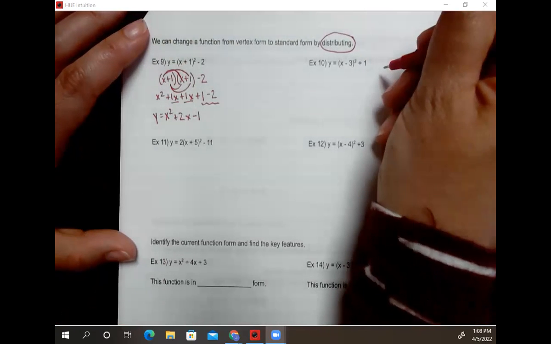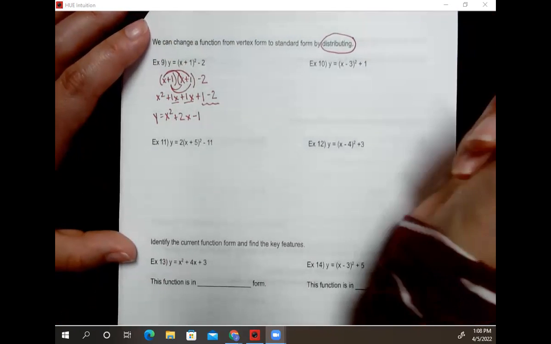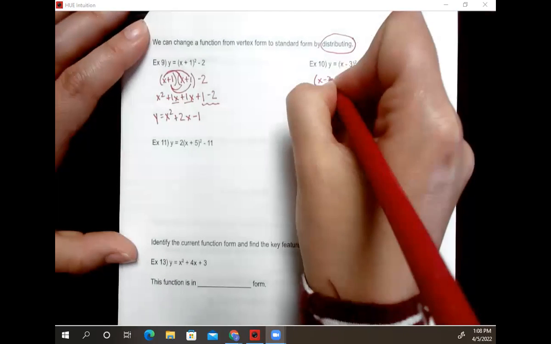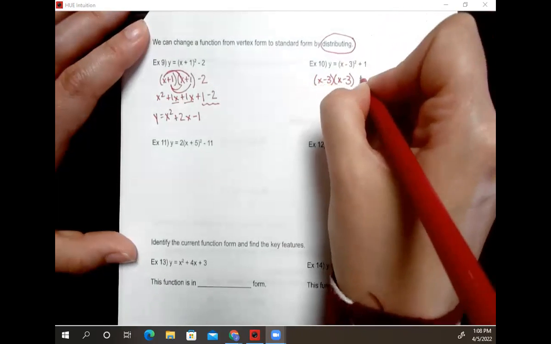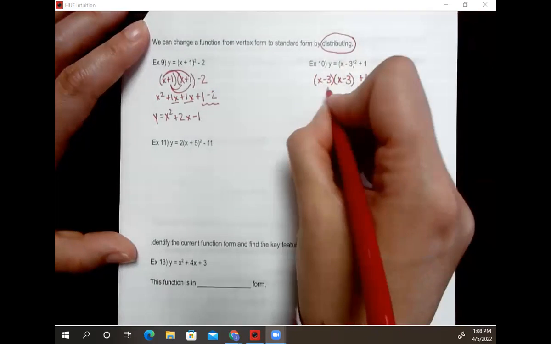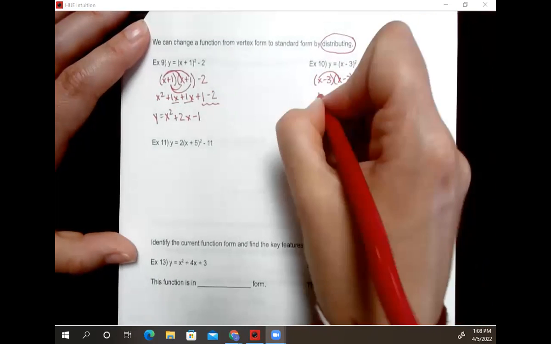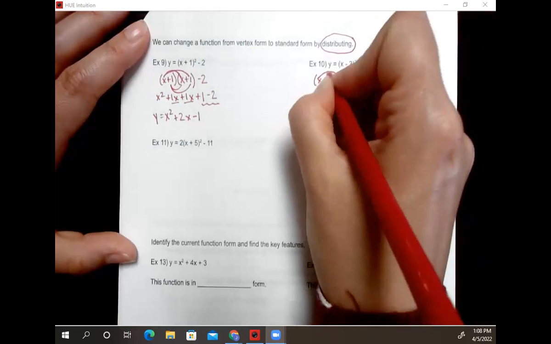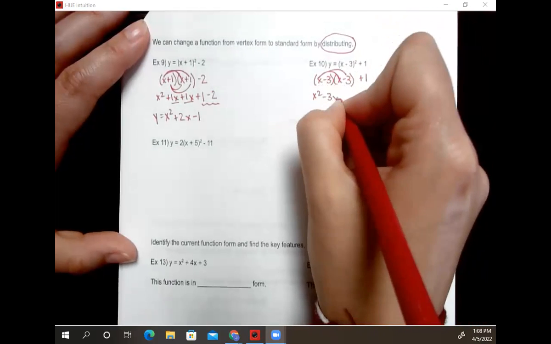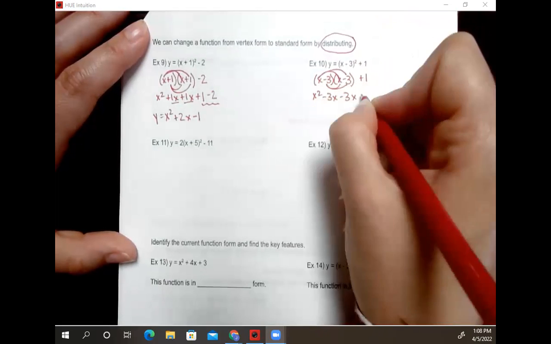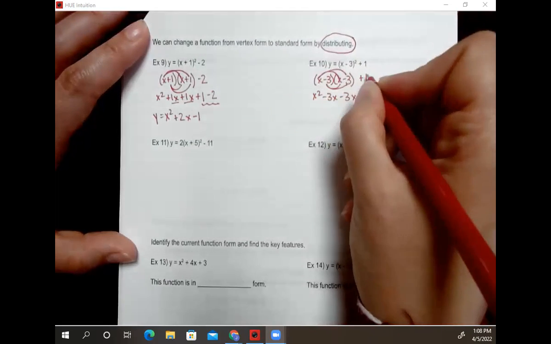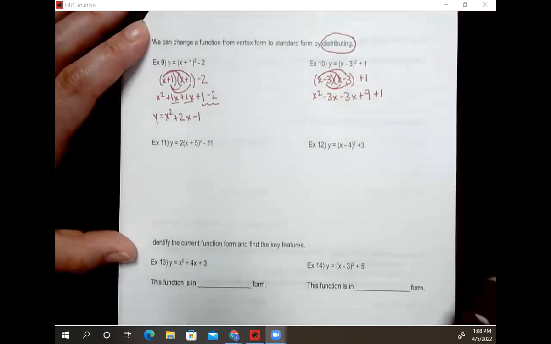Example 10, same idea. Take that squared thing and write it twice. So x minus 3 times x minus 3. Don't forget that plus 1 at the end. And now distribute. X times x is x squared minus 3x minus 3x plus 9, and then plus 1 at the end.